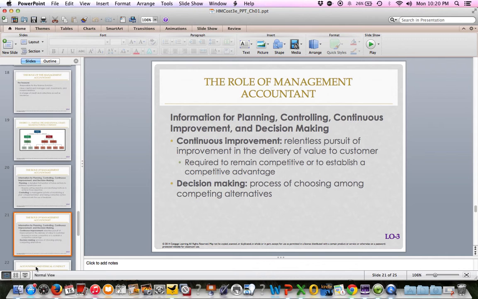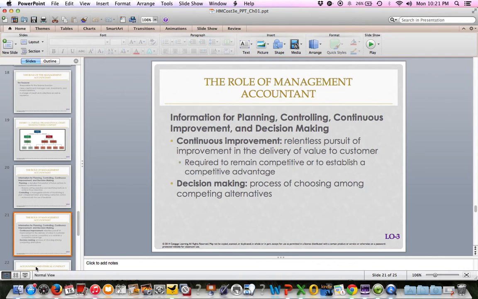The role of the management accountant, again, is continuous improvement, the relentless pursuit of improvement. For a manufacturer, that's a very big deal, right? Because being efficient can be a competitive advantage. If you can continuously improve in that efficiency better than your competition, there's a good chance that you can deliver a product of high quality, but maybe at a lower cost than your competition, and therefore maybe gain more customers. So that's always a big deal.